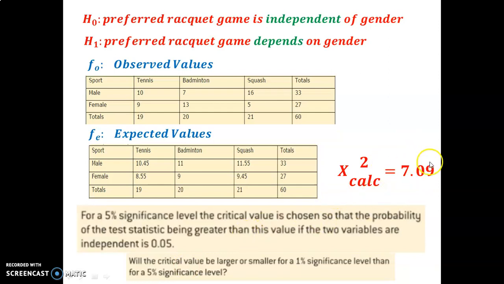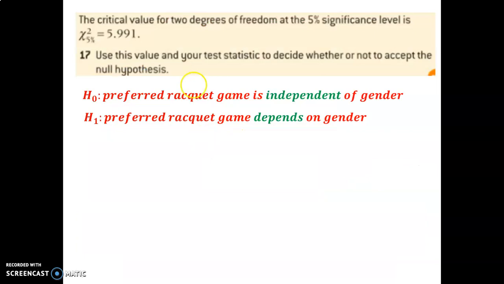Okay, well the answer is it will be larger for sure, because if we're saying now we want to be so certain that our data is different from the expected, that it's only a 1% chance of that happening, then the value we must get showing our difference must be quite large. Okay, so now we are given that critical value. So for 2 degrees of freedom at a 5% significance level, our chi-squared critical value is this. We're going to compare that to ours.